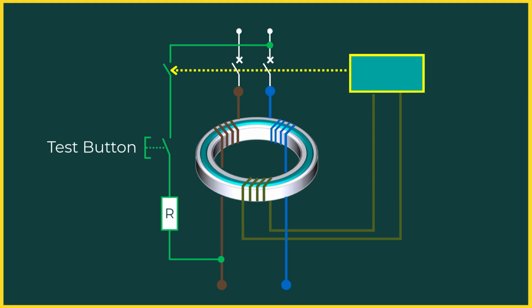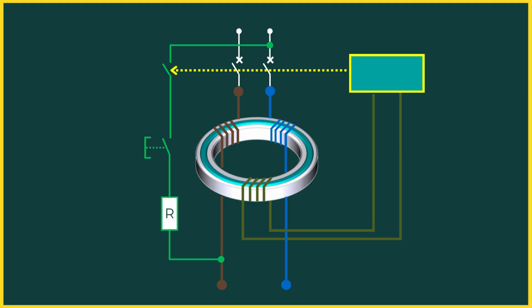The purpose of the test button is to confirm that the RCD is healthy and operational. When the test button is pressed, an internal test circuit creates an intentional imbalance of current. This intentional imbalance simulates a residual current inside the device. If the RCD is healthy, this simulated residual current will cause the device to trip immediately. This confirms that the sensing mechanism and the tripping mechanism are both operational.